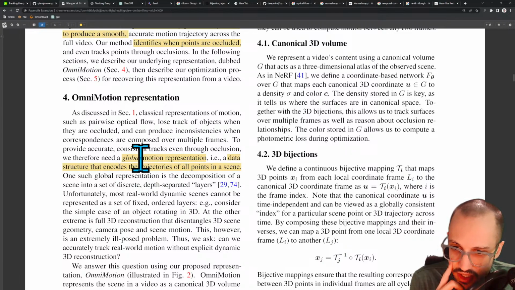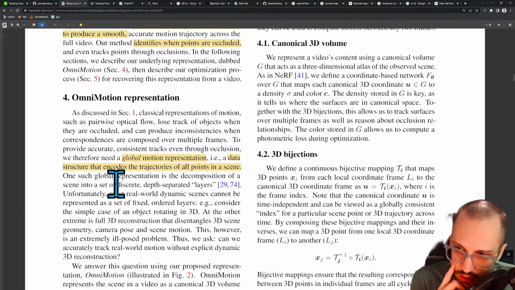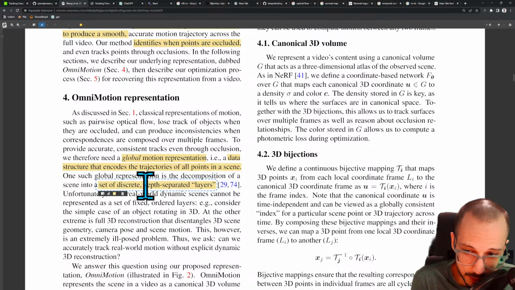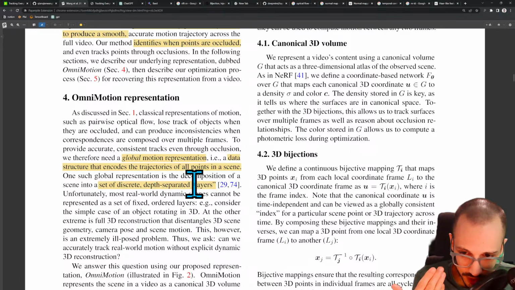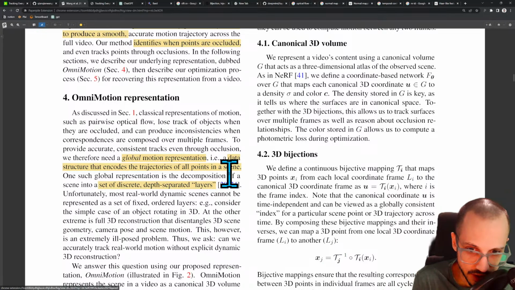One such global representation is the decomposition of a scene into a set of discrete depth-separated layers. So I don't know what they mean here. I think by depth they probably mean like channel, if I had to guess, right? Like RGB, sometimes D is added as an additional channel, so maybe that's what they mean. There's layers in the sense of kind of the depth of a tensor, but they might literally mean depth as in like XYZ, like Cartesian space depth.